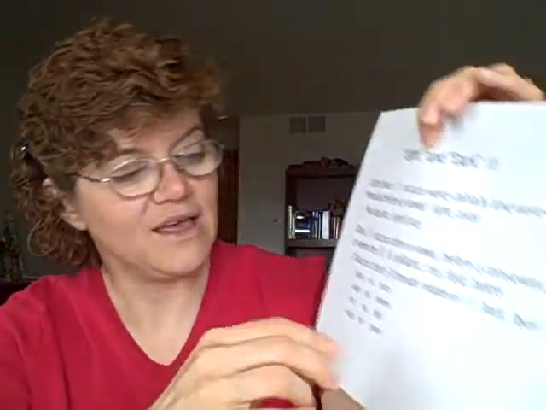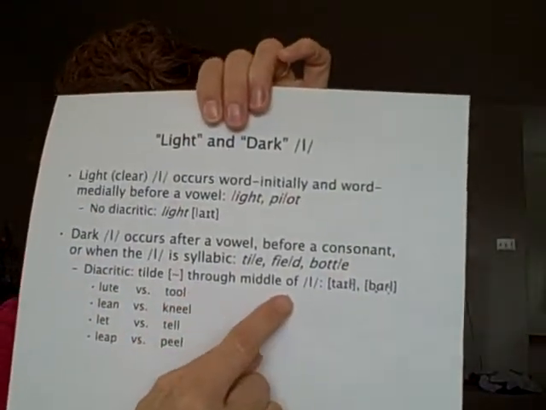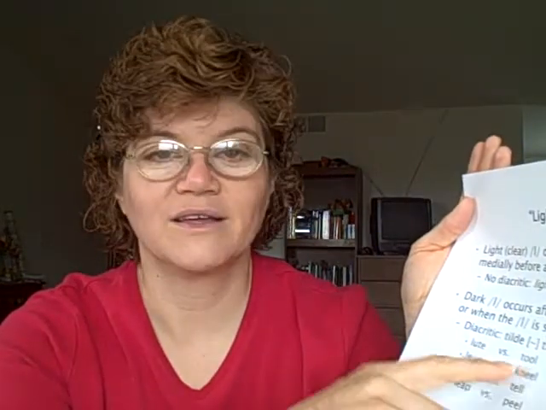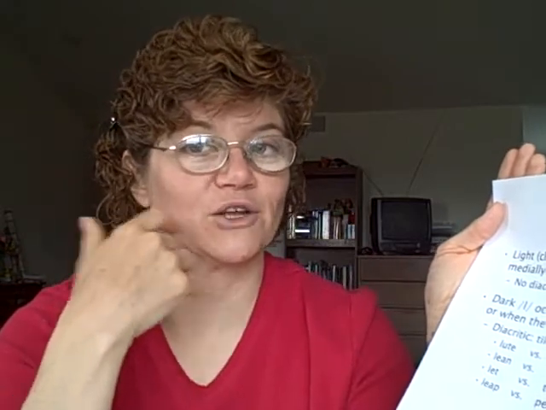The diacritic mark that you use for that is a tilde through the middle of the L. How we put that on the computer, we're going to have to figure that out. So lute versus tool. Lute, tool. The L becomes a little bit darker and it's a little more swallowed. Lean versus kneel. Let versus tell. Leap versus peel. Do you hear the difference in those? When you do a broad transcription, you don't use any diacritic marks. When you do a narrow transcription, you use your diacritic marks.